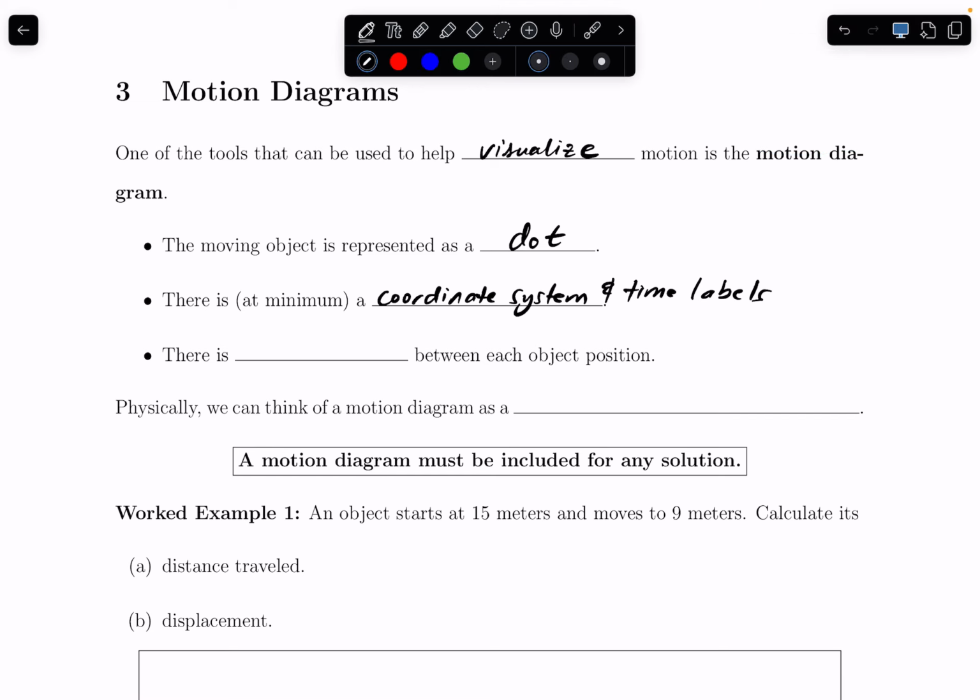And there is a displacement vector between each object position. So between each individual dot, there's a displacement. We draw that in. This will become important sooner rather than later.